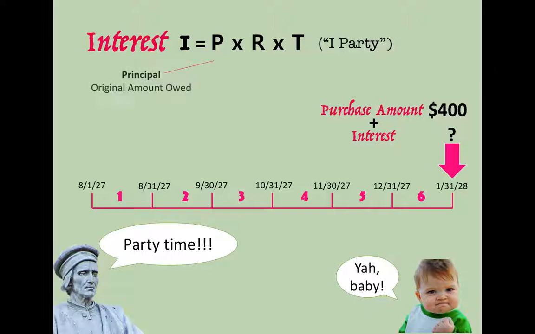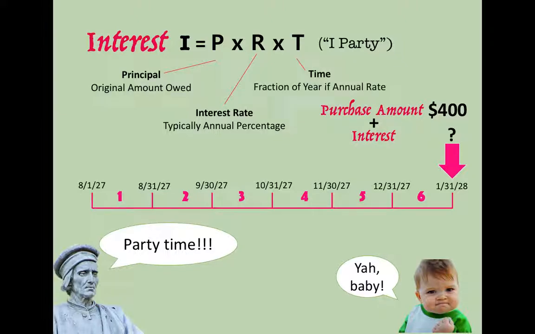The I-party formula, P stands for principal, which is the original amount that's owed. R stands for the interest rate, which is usually an annual percentage. And then T is time, the fraction of the year, if it's an annual rate, which in most cases it is.